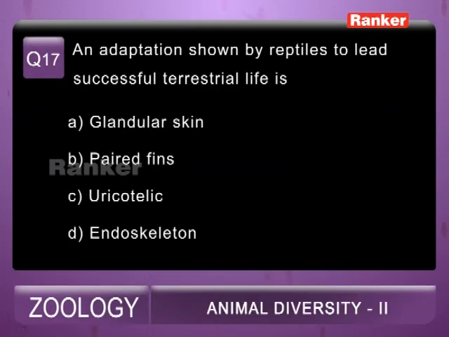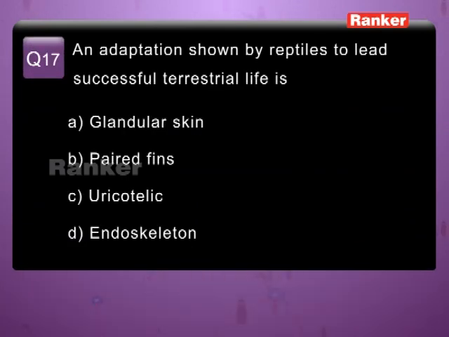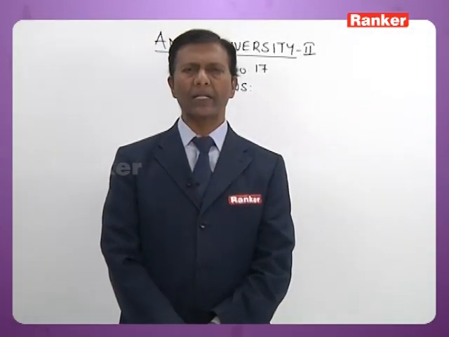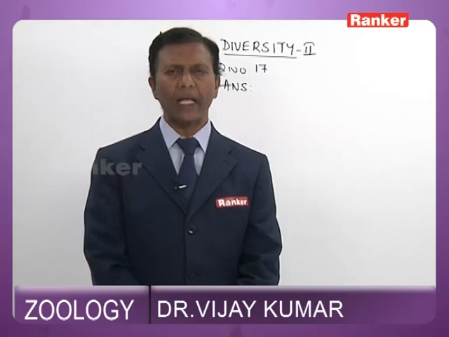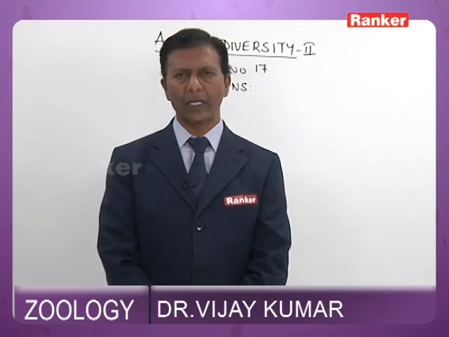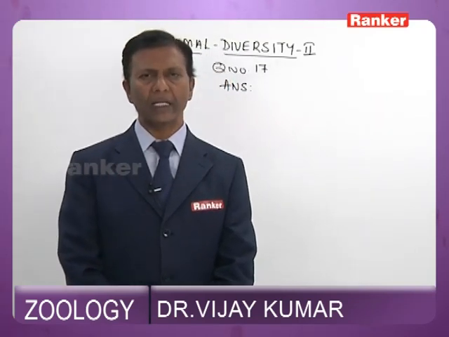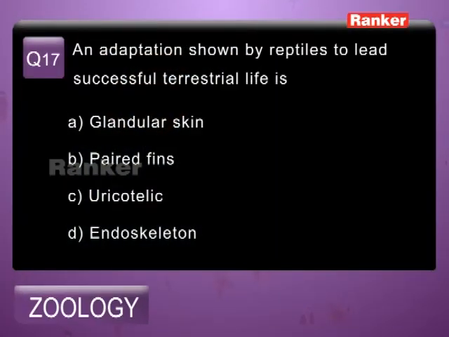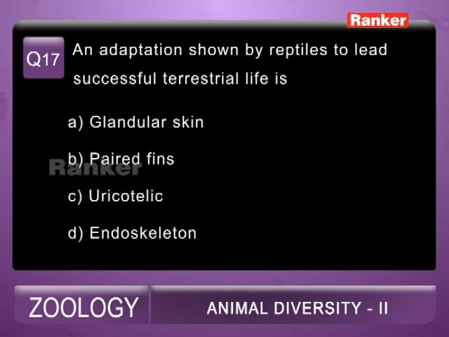An adaptation shown by reptiles to lead successful terrestrial life is: A. glandular skin, B. paired fins, C. uricotelic, D. endoskeleton. Now, terrestrial animals like reptiles and birds eliminate uric acid as a principal nitrogenous waste because uric acid doesn't require water for elimination. So, by eliminating uric acid, they can conserve the metabolic water and the water present in the tissues. So, the 17th question's correct answer is C, uricotelism, that helps reptiles lead successful terrestrial life.